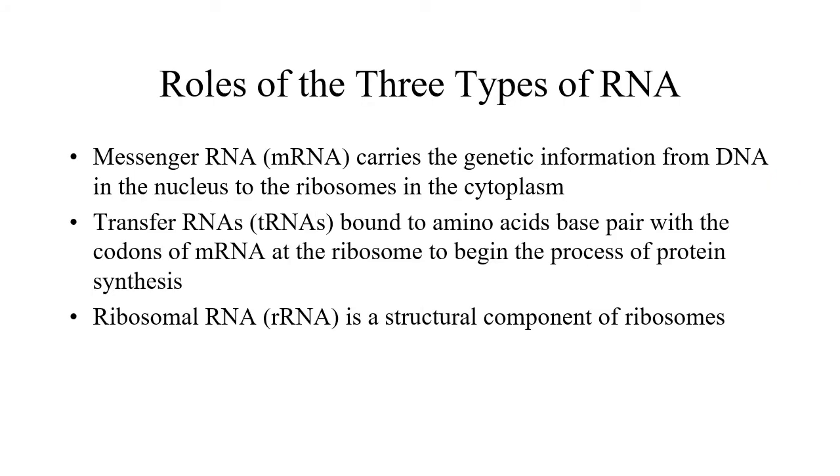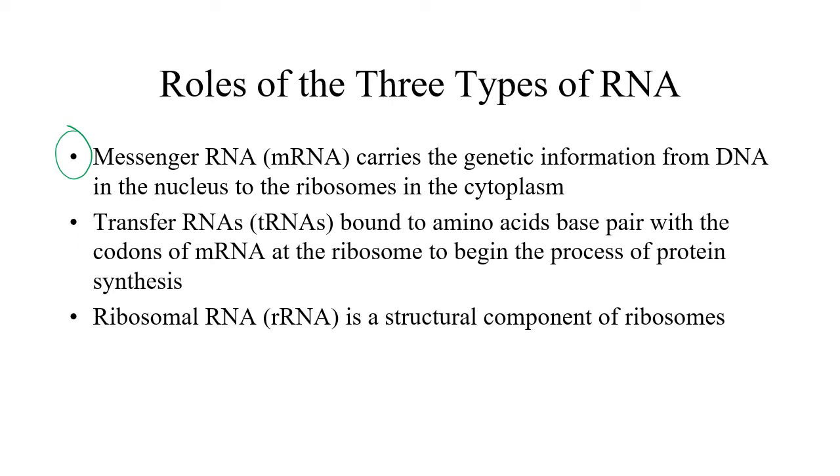So in order to get to the place in the cell where we make proteins, which is our ribosomes, we need to write down that copy of the recipe. And so we need to transcribe it. Transcribing it is going to allow us to make mRNA. This is the messenger that's going to go from the nucleus out to the ribosome.